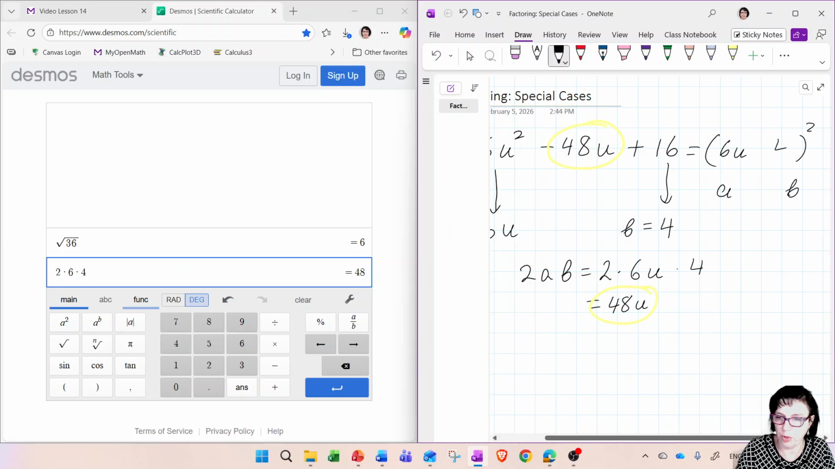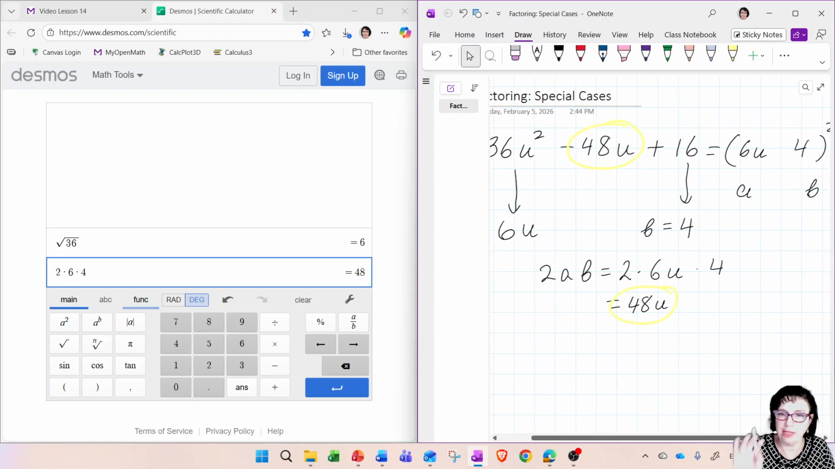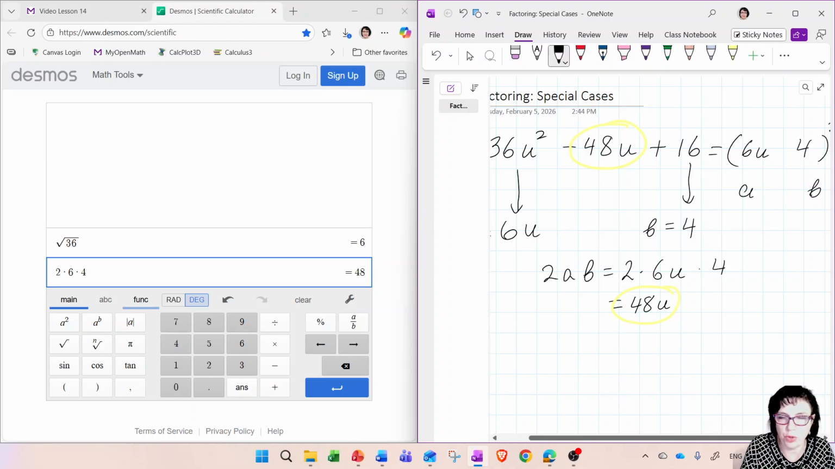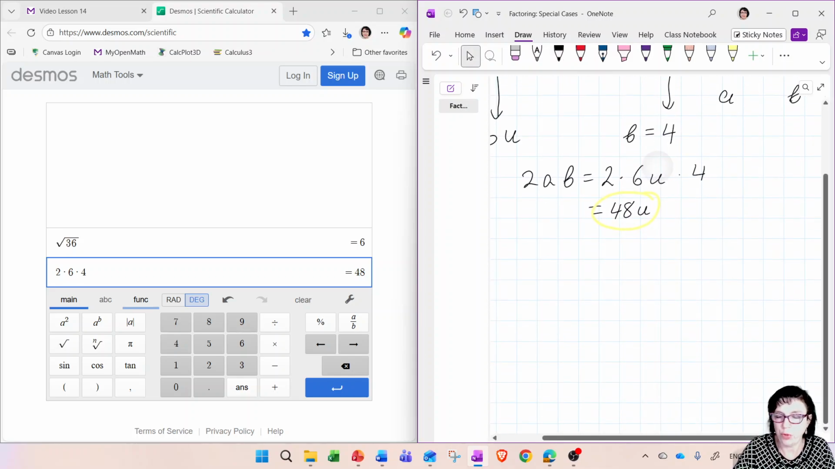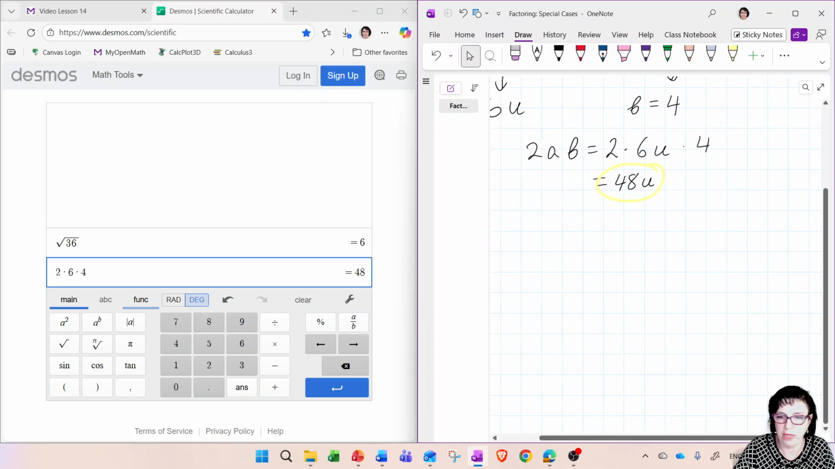My b is 4, but the sign, okay, so this is something that you need to understand, because even though you're going to see it on a formula sheet, you do need to pay attention to this sign right here. That's going to determine if this sign over here is going to be a minus or a plus. And that means that if this sign right here, the middle term, is a plus, then you're going to also have a plus when you factor. But if it's a minus, then you're going to have a minus when you factor.